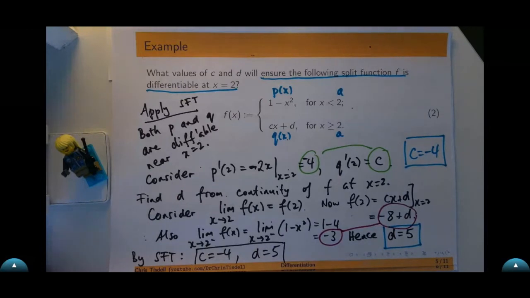So Azalea is asking, is this theorem saying that f is differentiable at x equals a? Yes, that's correct. No, not if and only if, Azalea. That's a really good question. It's not saying if and only if. This is just an if-then statement, so it doesn't work both ways.